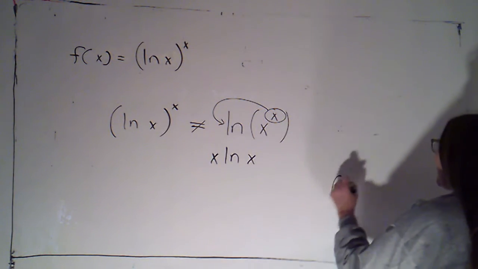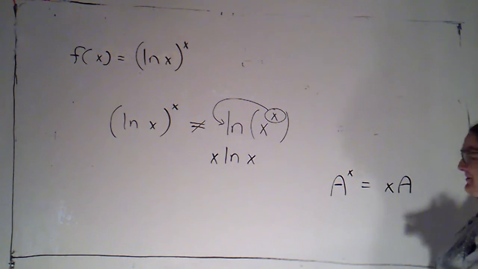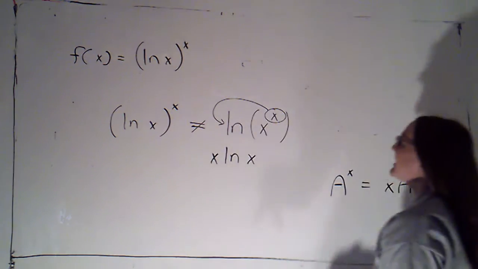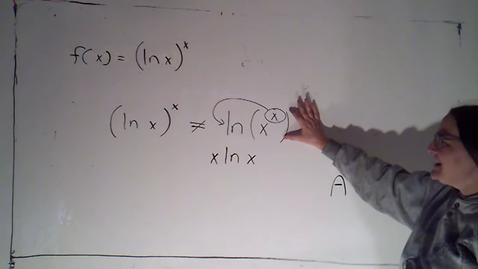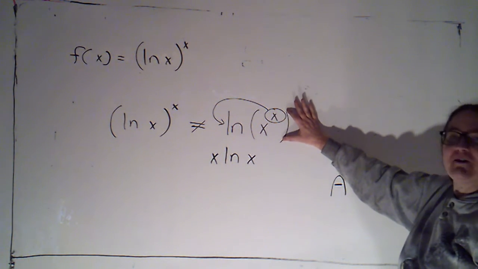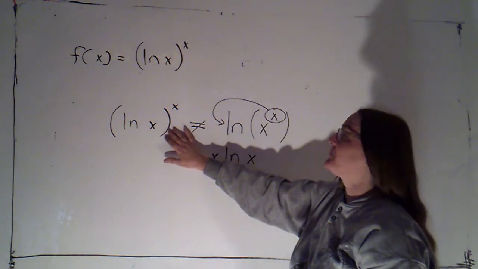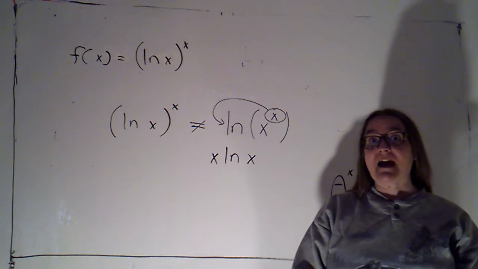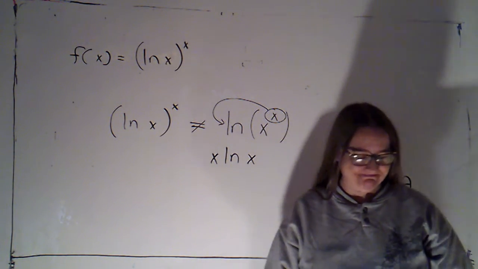And in general, if I had a to the x and I tried to say that's x times a, you'd say, no, it's not. We don't have a rule like that. That's what I'd be doing here. I can only apply the power rule if the argument of log, the input to log, is itself an exponential expression, which this is not. Okay. So I'm going to have you pause the video and try to work this out using logarithmic differentiation.